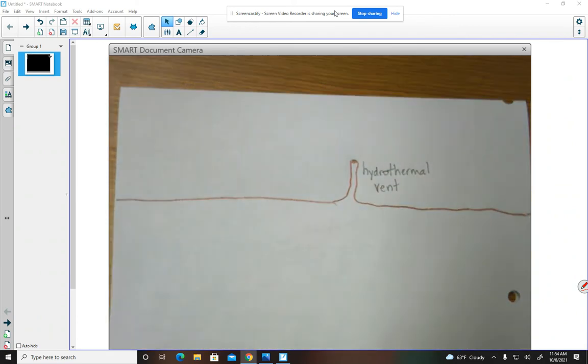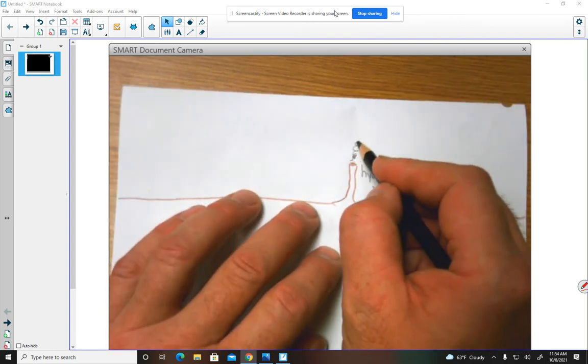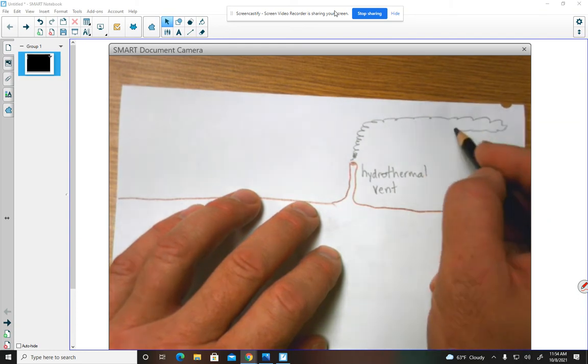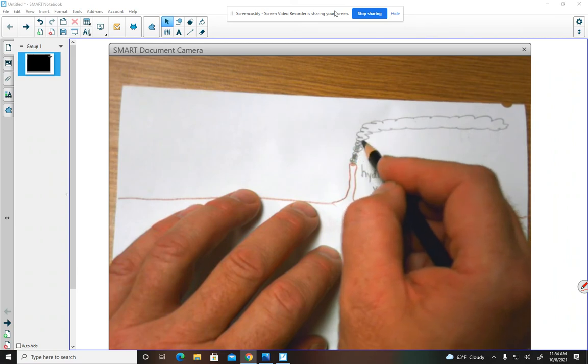Hydrothermal vent. And I'm going to draw a plume of black, so it'll be a black smoker. So we'll have a plume of black smoke coming out of it, spreading. Keep in mind, this is underwater, deep in the ocean.